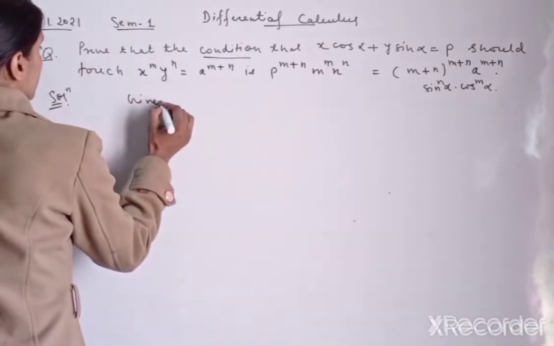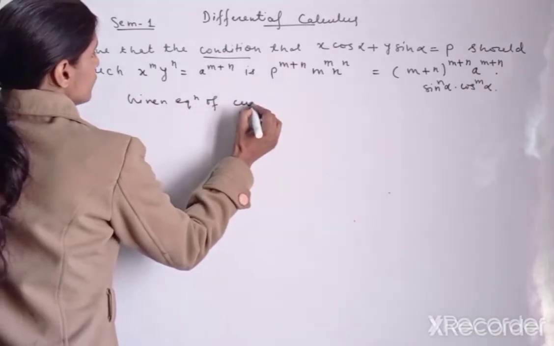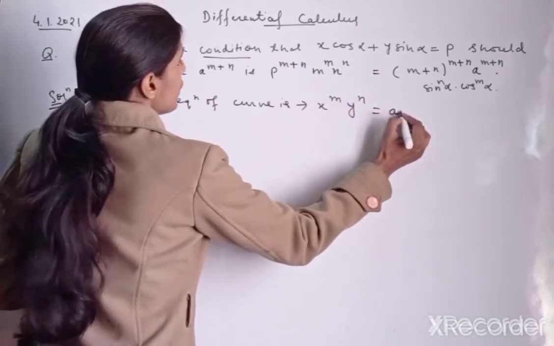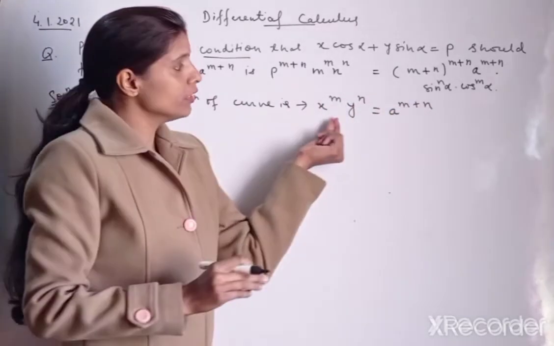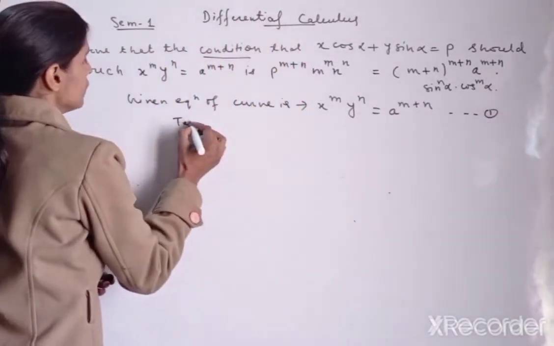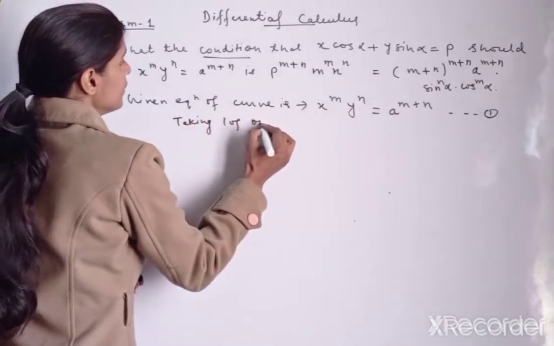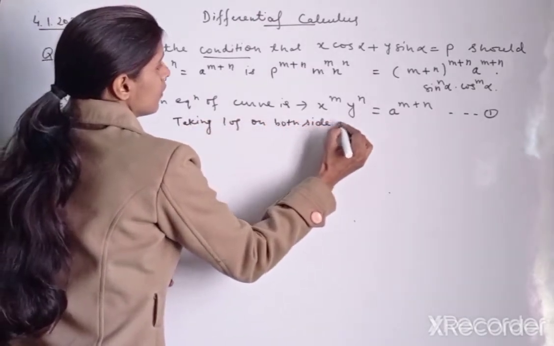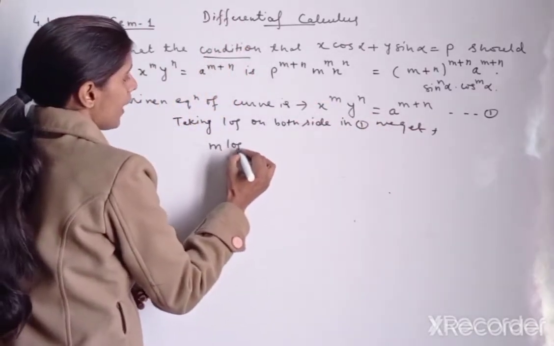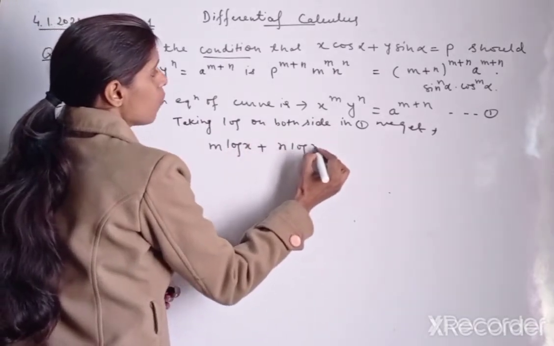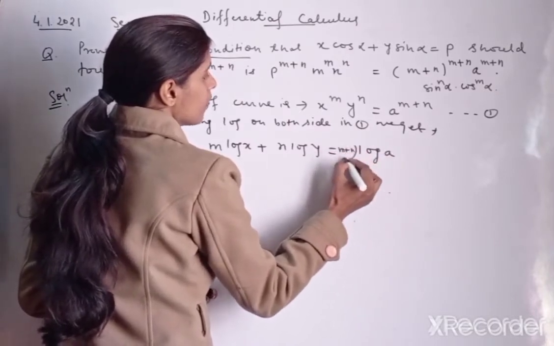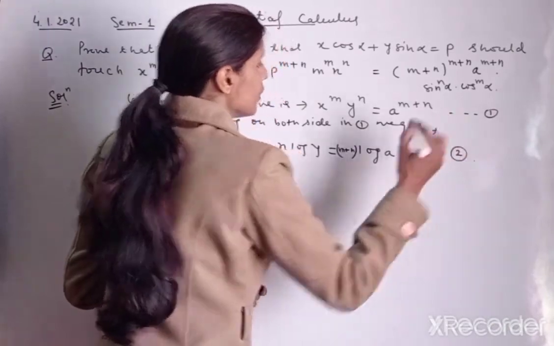The given equation of curve is x to the power m y to the power n equal to a to the power m plus n. Since both are in the power, first we take the log on both sides. Put it as equation number 1. Now taking log on both sides in 1 we get m log x plus n log y equal to (m plus n) log a. Now we put this as equation number 2.